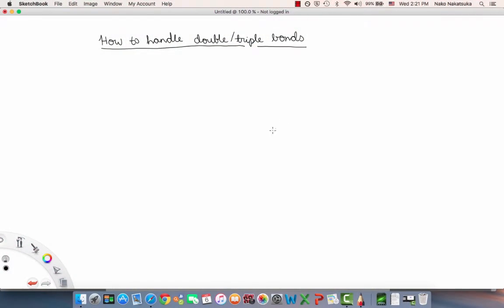Another thing I wanted to touch upon was how to handle double and triple bonds when trying to designate priority groups. And so multiple bonds actually add phantom atoms. That sounds kind of crazy, but let me show you what I mean by that. So let me draw this simple molecule right here.